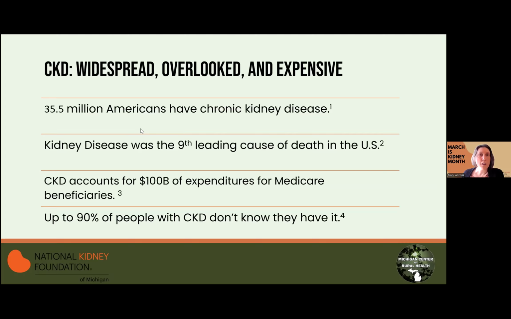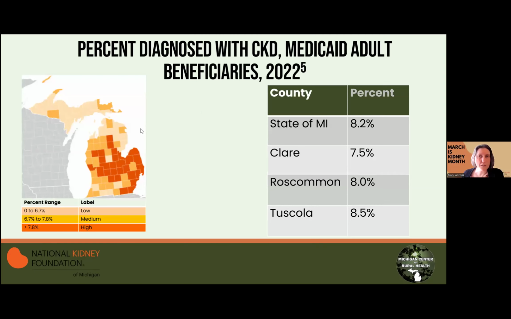So I want to give you a little overview of CKD in Michigan. This is based on Medicaid claims data. Kind of gives you a sense of where the highest prevalence of CKD is in the state. So kind of that middle of the mitten, the thumb area, and Southeast Michigan. In particular, I noted here Clare, Roscommon, and Tuscola counties because that is where the rural health clinics are that we held the quality improvement work in.